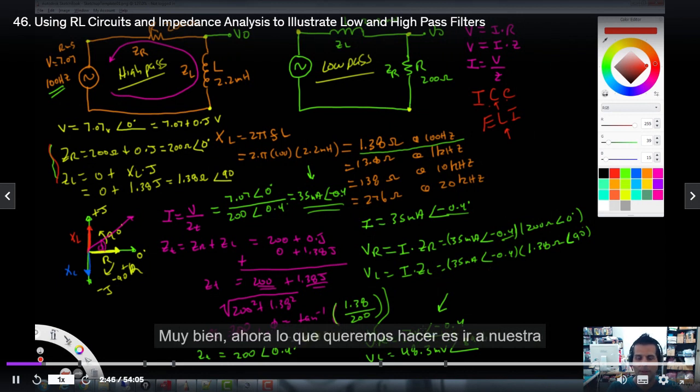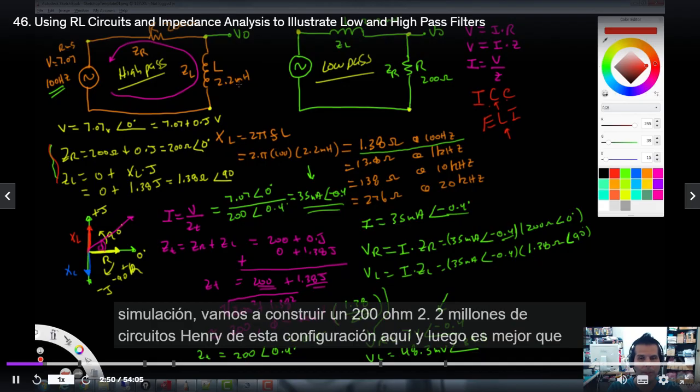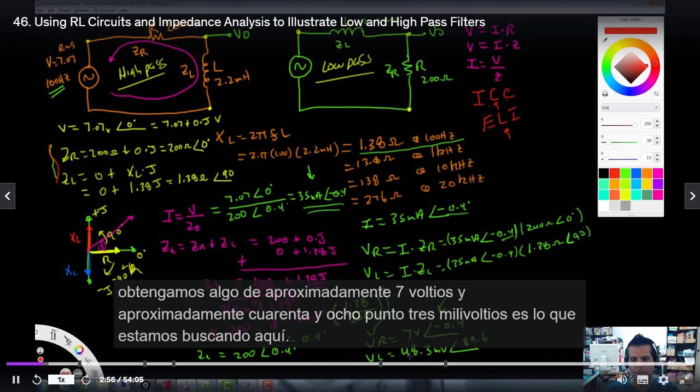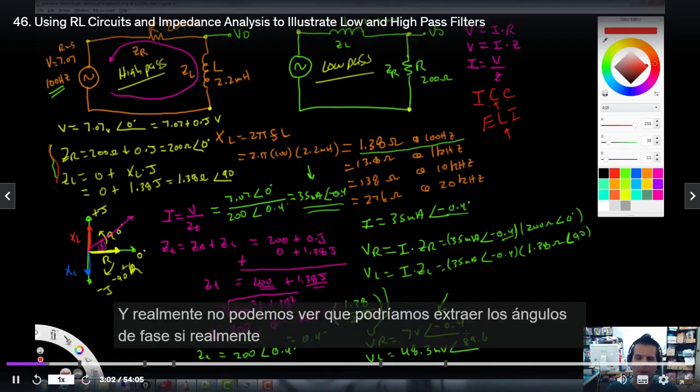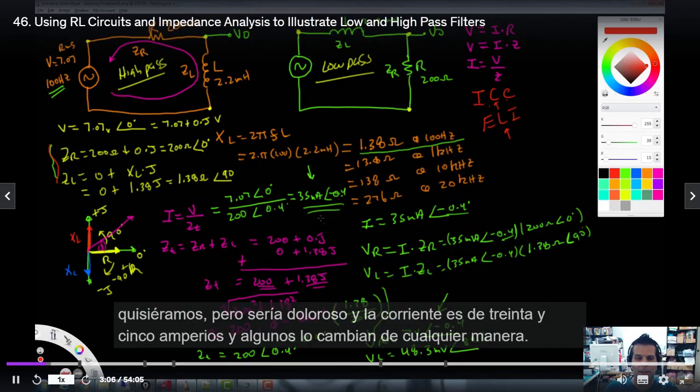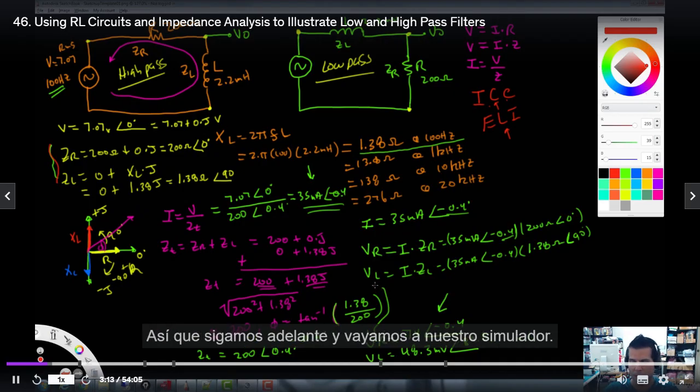All right, so now we want to go to our simulation. We're going to build a 200 ohm, 2.2 millihenry circuit of this configuration right here. And then we'd better get about 7 volts and about 48.3 millivolts. We could extract out the phase angles if we really wanted to, but it would be painful. And the current is 35 milliamperes and some change either way. So let's go to our simulator.